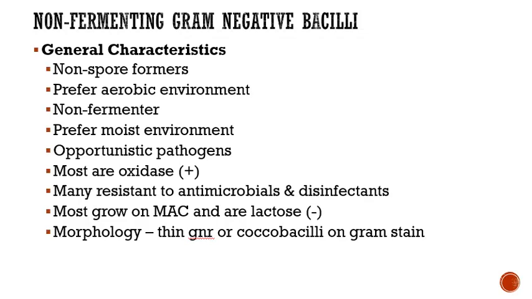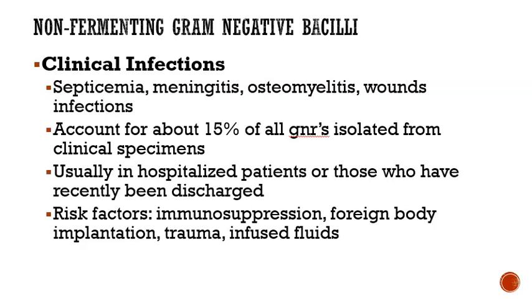Most of these organisms show resistance, so many of them can withstand certain treatments. They tend to be resistant to multiple classes of antibiotics and to disinfectants. Most of them grow on MacConkey as lactose-negative colonies, and on EMB as well. On your gram stain, you'll see thin gram-negative rods or coccobacilli, as opposed to the Enterobacteriaceae, where the gram-negative rods were kind of little fat gram-negative rods.